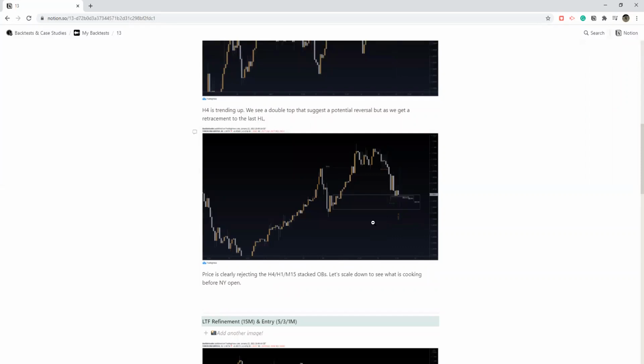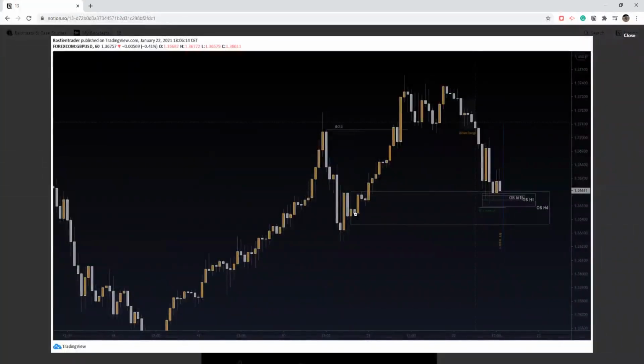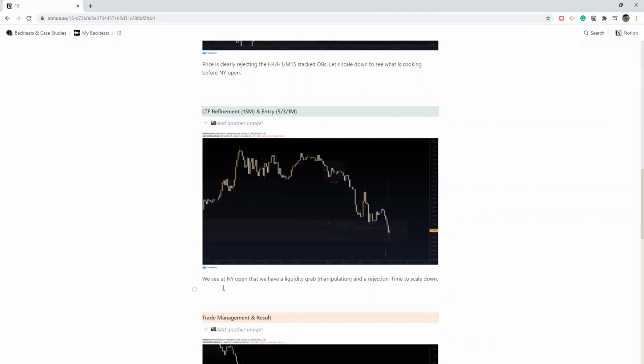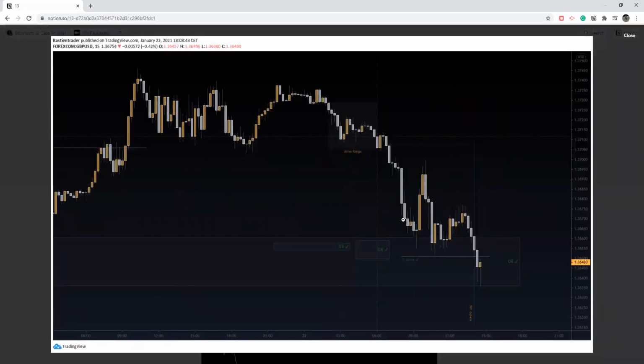Let's scale down to see what is cooking. Yes, you have an OB right there and one OB right here. Both of them are actually tapped. So what we have to do is drop to the lower time frame. We see at New York Open that we have a liquidity grab, manipulation and rejection. So we have a push up, but this is not enough. Again, this is not enough.